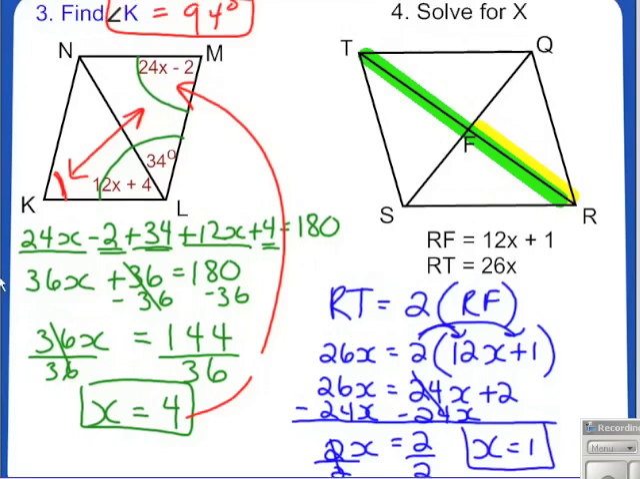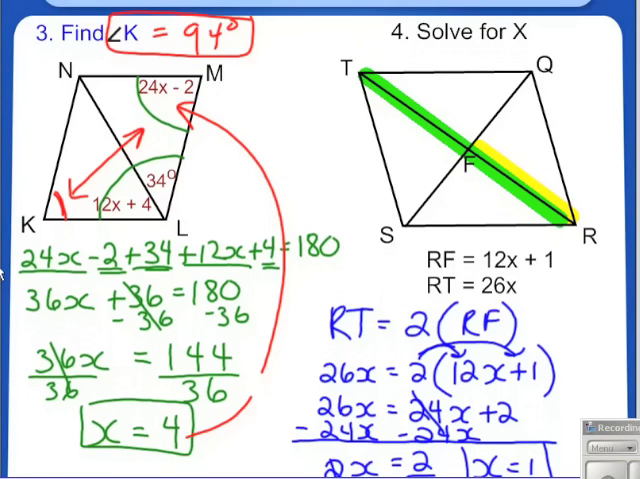And here were the 4 theorems, practiced all 4. Now it is your turn to practice.